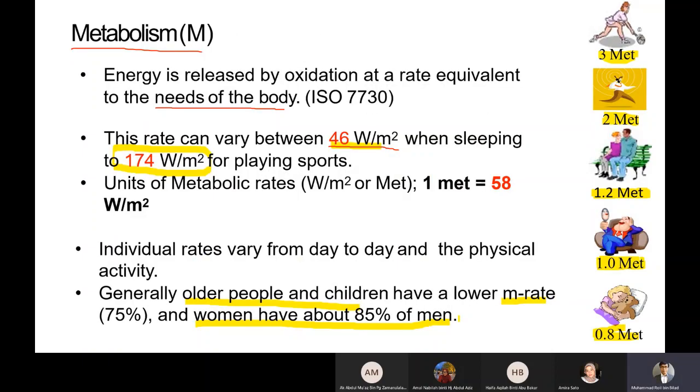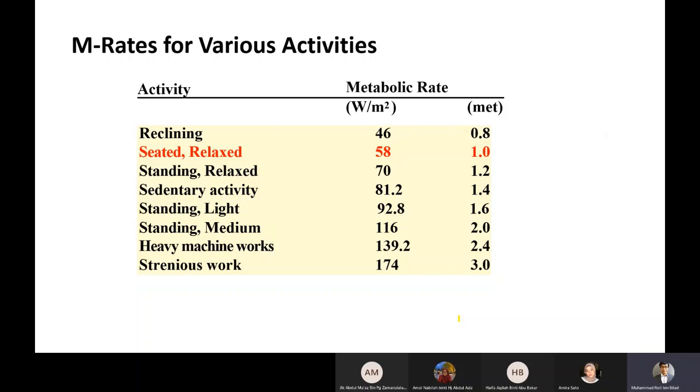Metabolism is very hard to calculate, so we use empirical data. These are the metabolism rates for various activities. No worry, don't even try to memorize this one. I just want you to know this one, 58. I'll give it to you. Of course, this involves guessing. Standing medium, standing light, what is the difference? I don't know exactly. This is from the book, so it involves a lot of guessing.